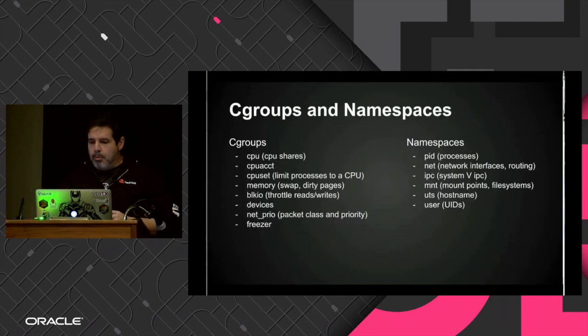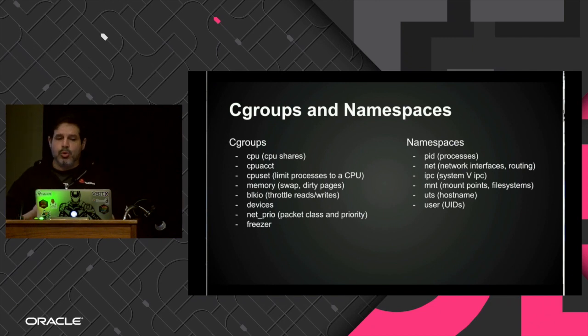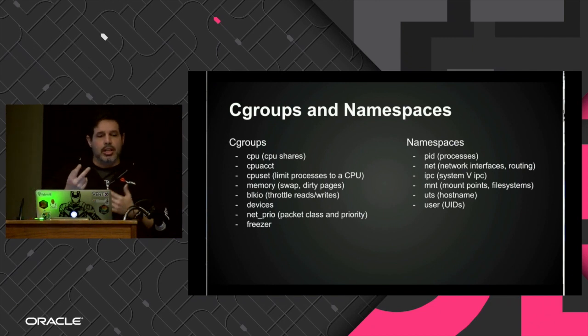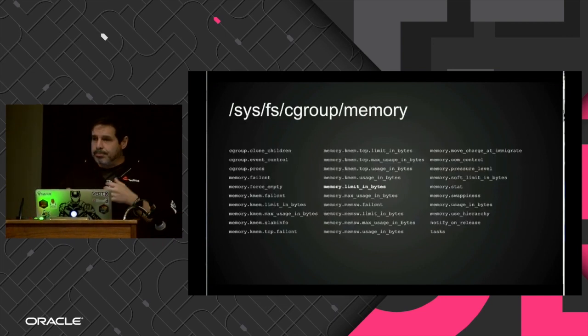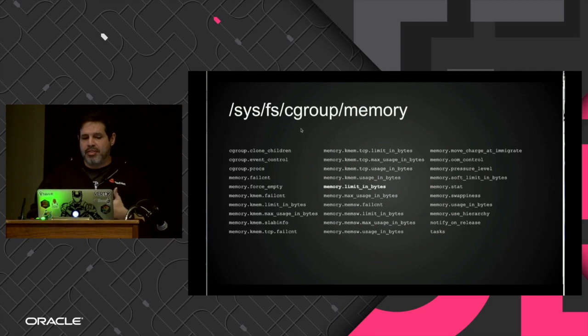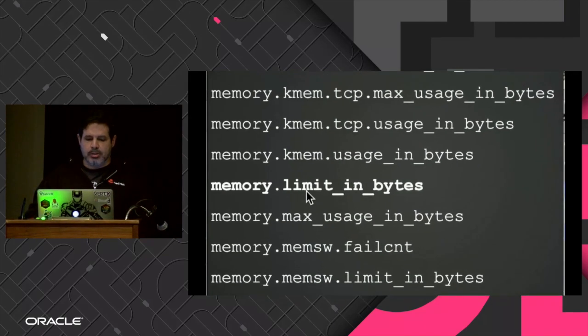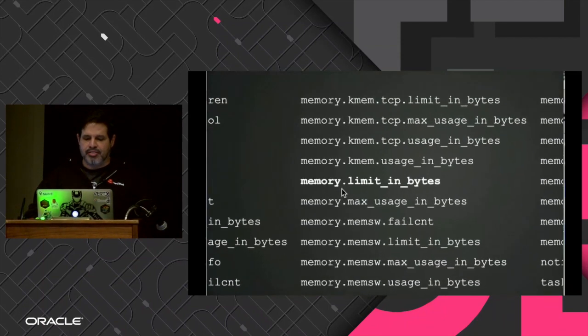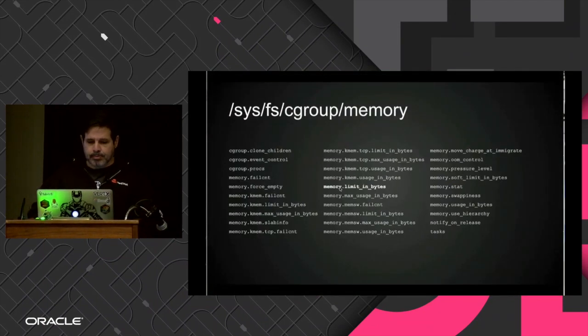Because what happens when we decide to run a container? Docker, for example, uses two Linux features. It uses cgroups and namespaces to create a restricted process. And then, of course, to control what is running inside that container, inside cgroup, we have some information, for example, like the memory information. It's written in a file.